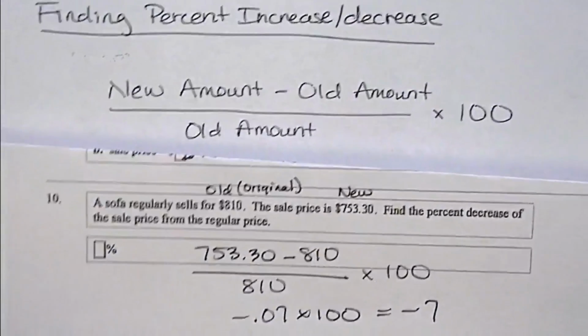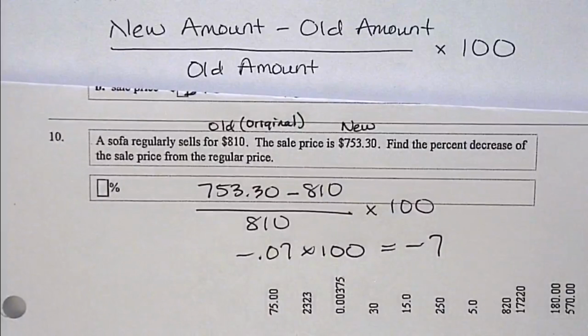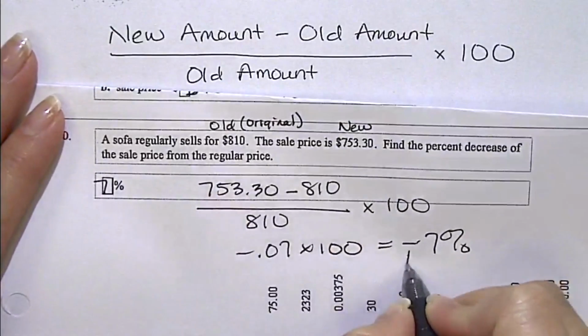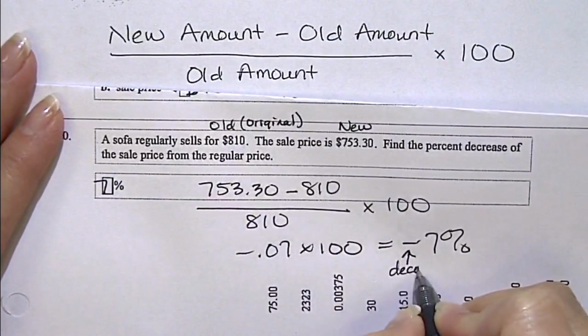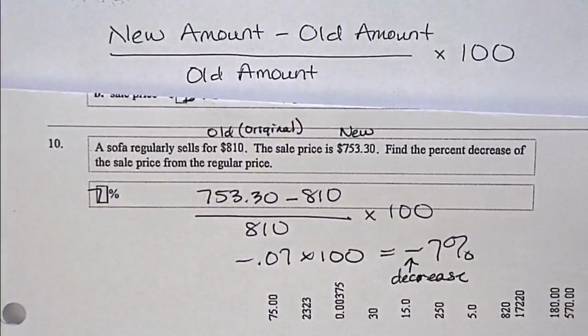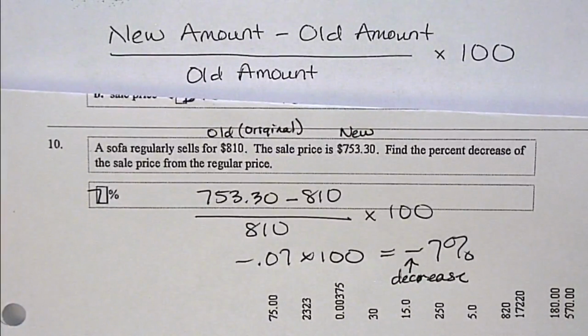Now, let me point this out. The answer is not negative. Okay, the negative is saying that this is a decrease. So it is a decrease of 7%. So your answer is 7. This just tells me that it's a decrease. So it confirms that I got a decrease. If you had gotten a positive, it would have been a percent increase. Okay, so that's the biggest thing I want to point out with the formula.